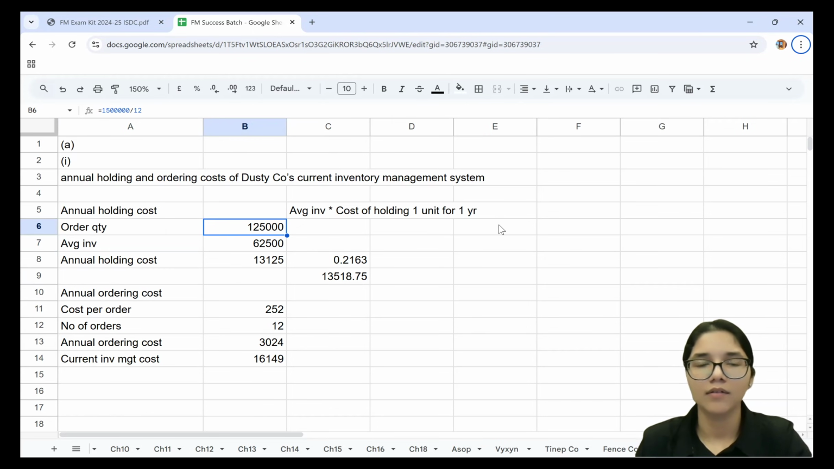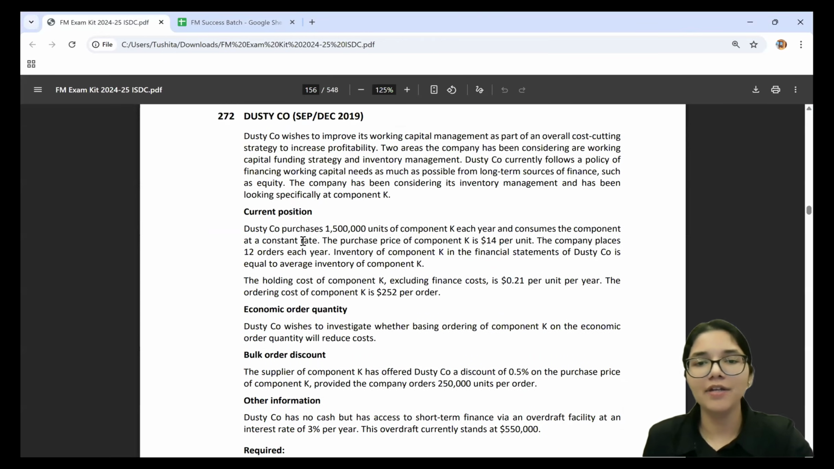I thought they say they ordered 1.5 million units per year in the whole year. So are we now doing an EOQ to put that? No, EOQ will come in the next part. Here we are talking about their current system. So the current system is telling us that every year we are ordering 1.5 million units, and I'm placing 12 orders every year. So that means I want to find out how much quantity I'm ordering in one go.